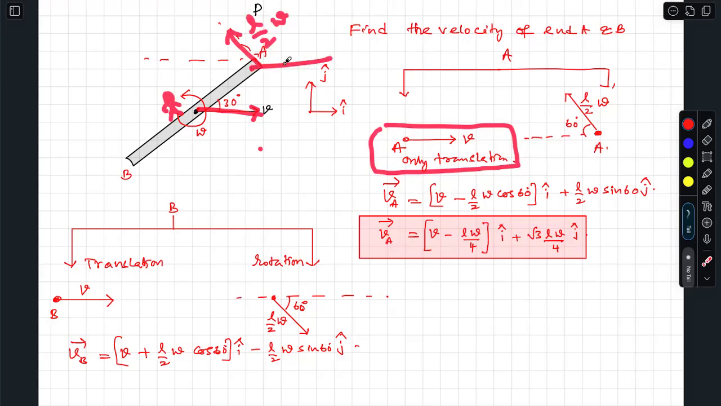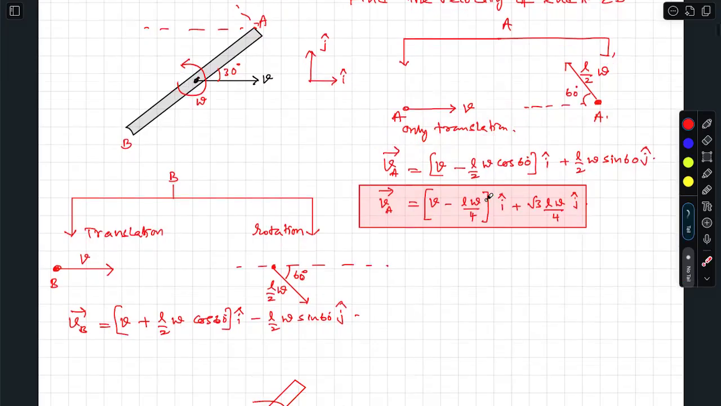This is 30 degrees, so this is 60 degrees. Why? Because if this is 30, this is also 30, so to make 90 degrees, you require 60 degrees. Now, can you please give me the total velocity of A? The total velocity of A at that point is due to the translational part plus the rotational part. If you resolve the components, you will have L by 2 omega cos 60 and L by 2 omega sin 60.